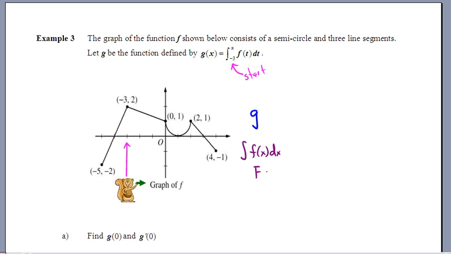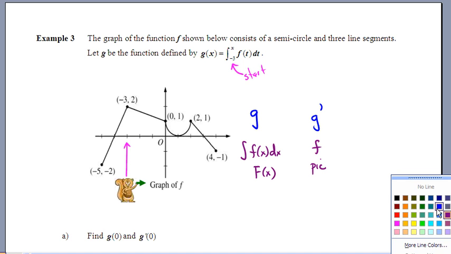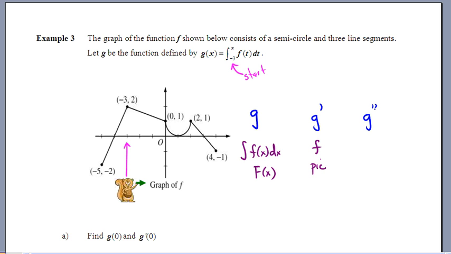Or you could say it's the antiderivative of f. That means that g prime, if we have to talk about it, is just f. It's just the picture. And g double prime, if we want to talk about that, would actually be f prime. So it's going to be the picture's slope. It's picture prime.